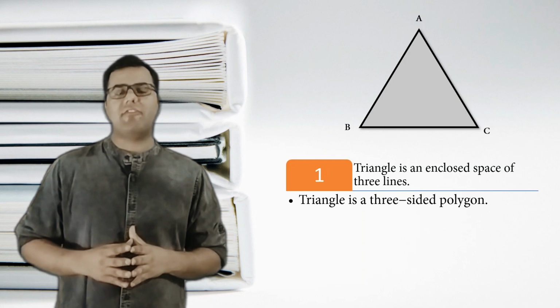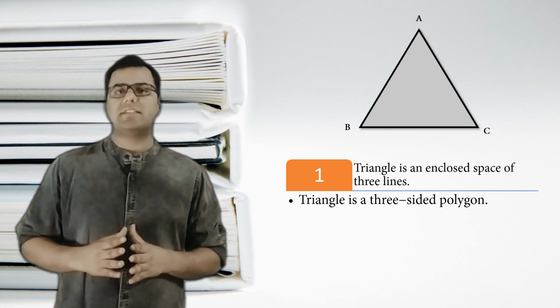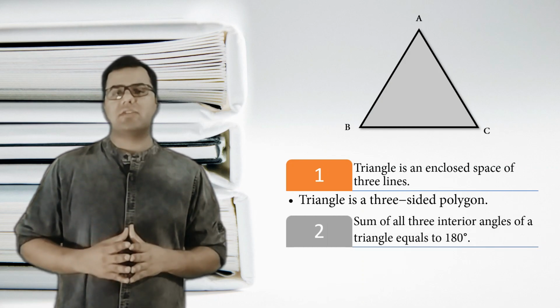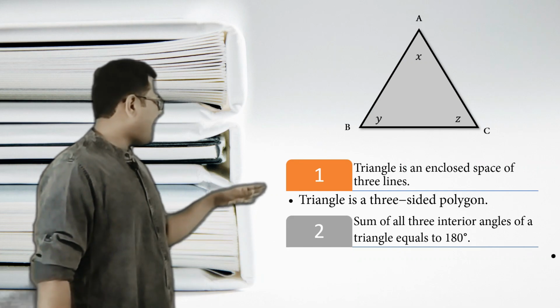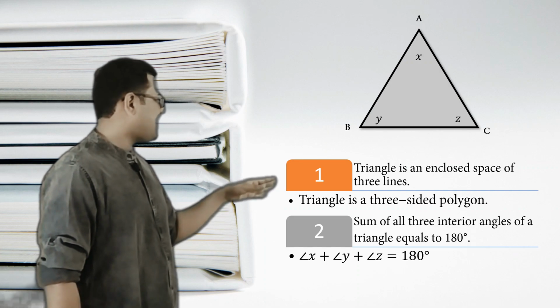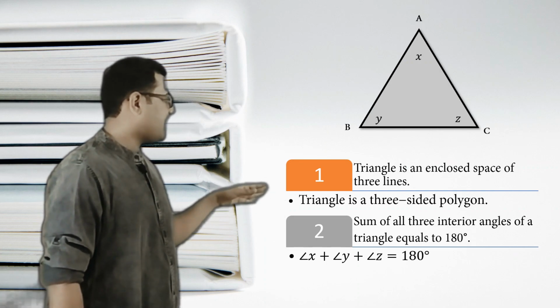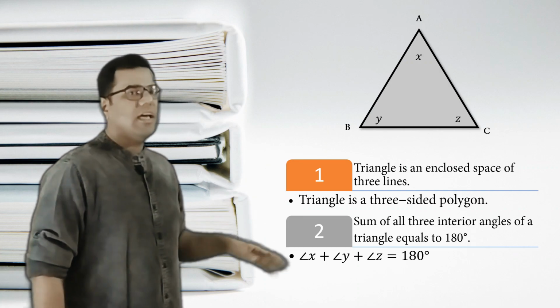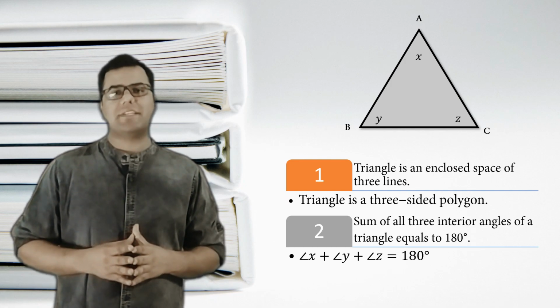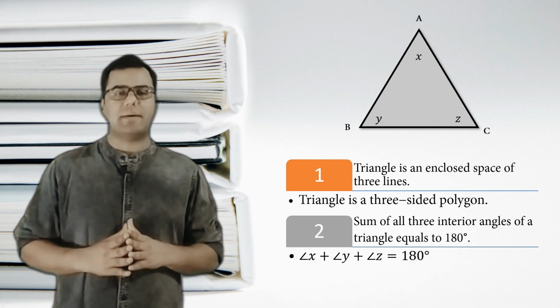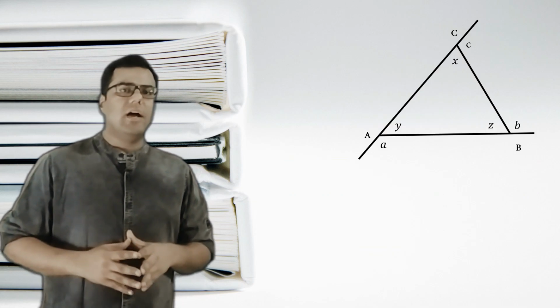Also, you must be aware that the sum of all interior angles of a triangle equals 180 degrees. Angle X plus angle Y plus angle Z equals 180 degrees because angle X, angle Y, angle Z are its interior angles, and the sum of all these three interior angles must be 180 degrees. There cannot be an exception to that fact.